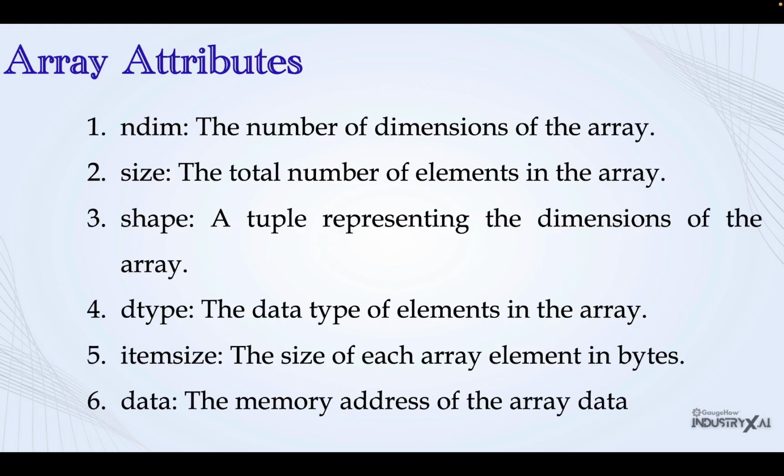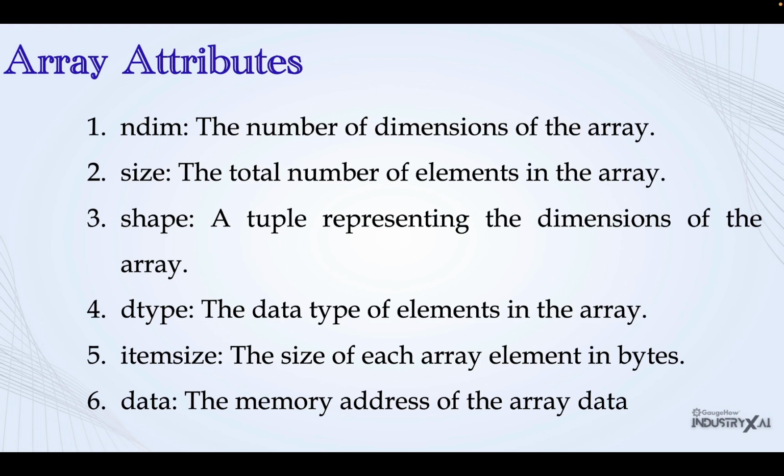So NumPy arrays come with various built-in attributes that provide metadata about the array. These attributes include, first one, ndim, which provides the number of dimensions of the array. The next is size, and it provides the total number of elements in the array. Now the shape is a tuple representing the dimensions of the array.